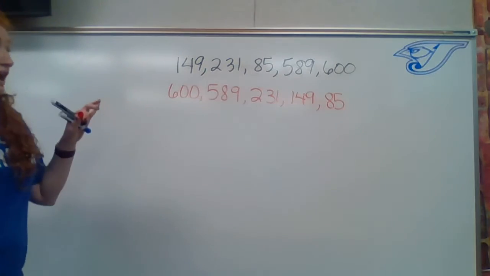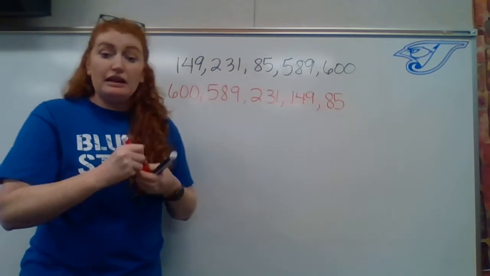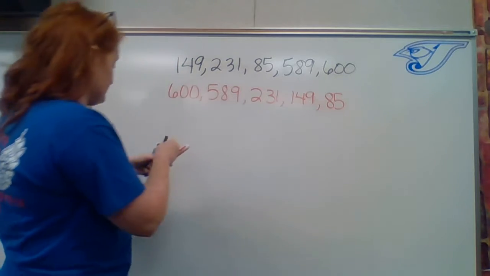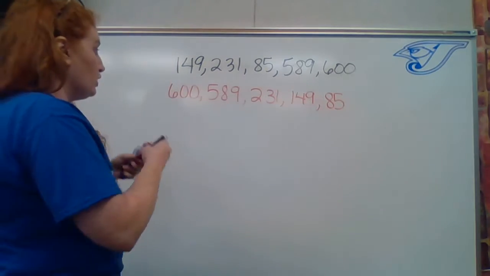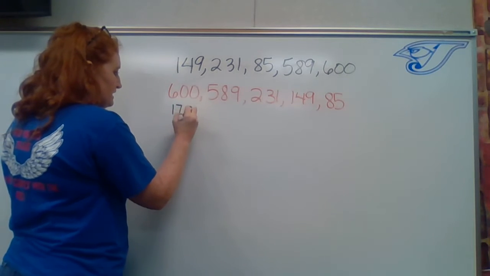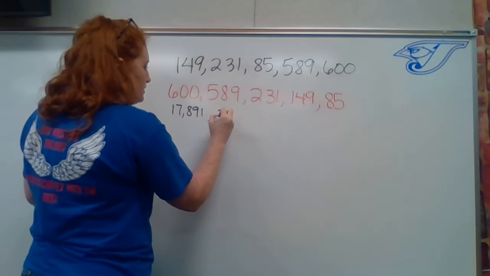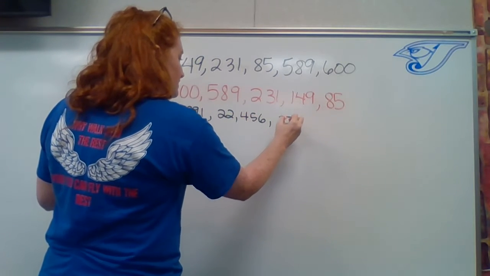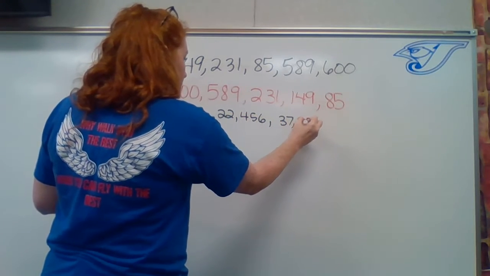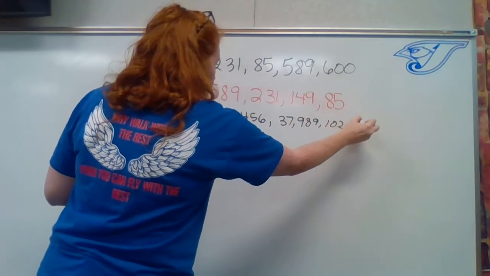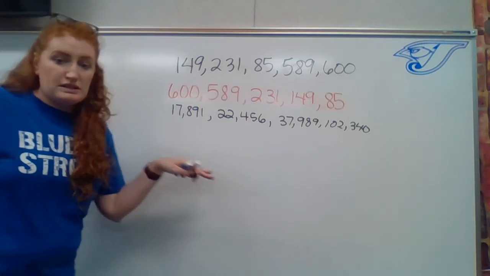So if you aren't sure how to figure that out, you can, like we did in our previous video, stack them just like this. I'm going to stack some large numbers this time. Let's start with 17,891, 22,456, 37,989, and let's throw in 102,340. Okay, so now we have a new list of numbers.